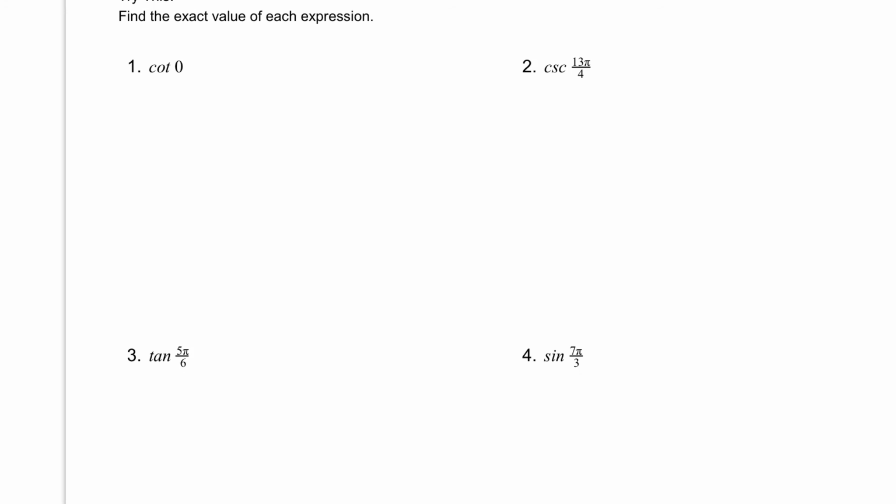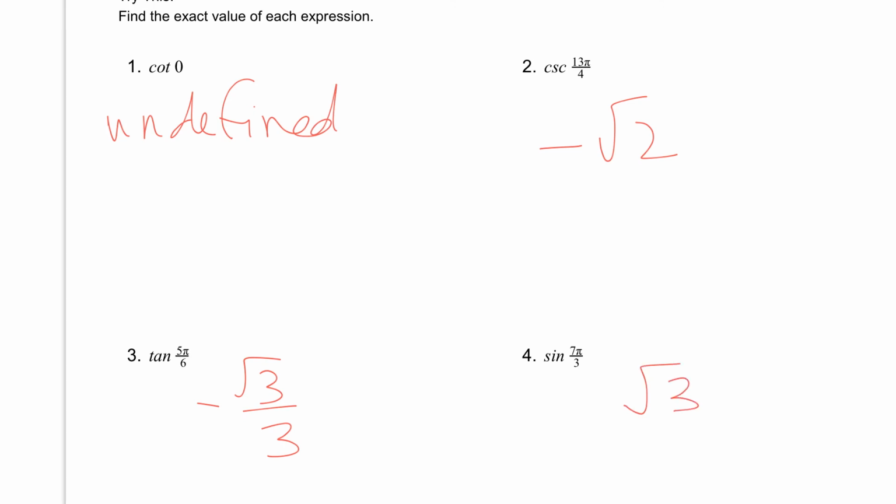If you did the try this correctly, number 1 should be undefined. Number 2 should be negative square root of 2. 3 is negative square root of 3 over 3. And 4 is the square root of 3 over 2. Please let me know if you have any questions.